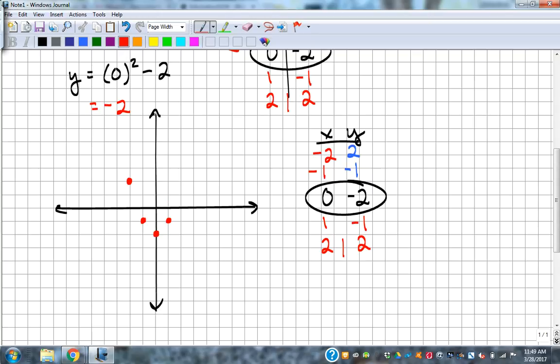And then the last ordered pair is 2, 2. 2, 2 would be right here. Yeah, on the positive side. That's right. Then I've got a shape going there. Can we see that if I connected these with a line, it makes that parabola looking shape that I've been drawing for the last couple of days?